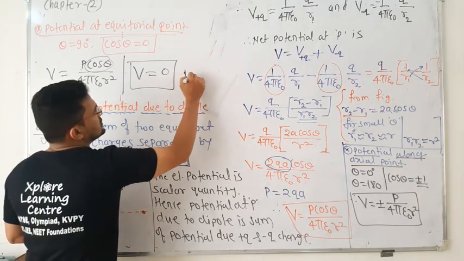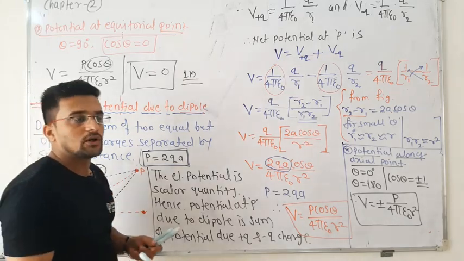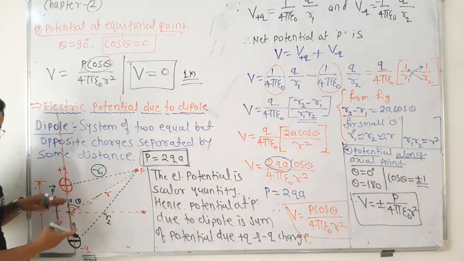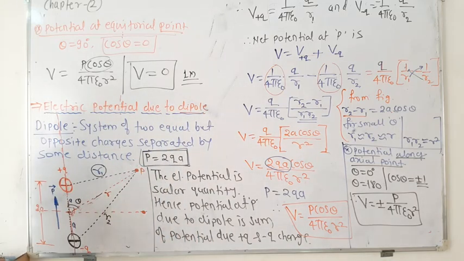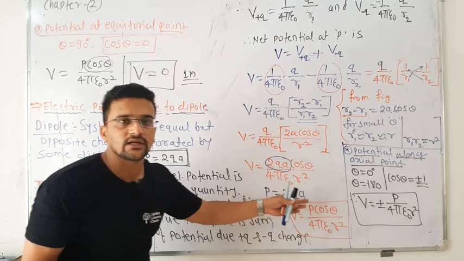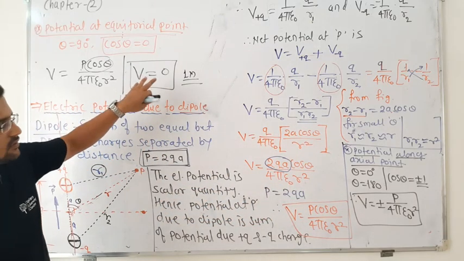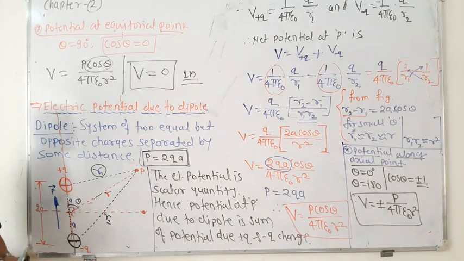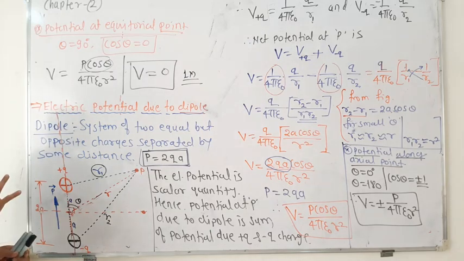Okay, so remember these things for 1 mark. What is the potential along the equatorial line of a dipole? So this is the derivation. When is the potential maximum, and when is the potential minimum? Maximum is at the axial point, okay. Where can the minimum be? It can be at 0, that is, at cos 90, that means along the equatorial line. So next we will solve some numericals depending on this concept.